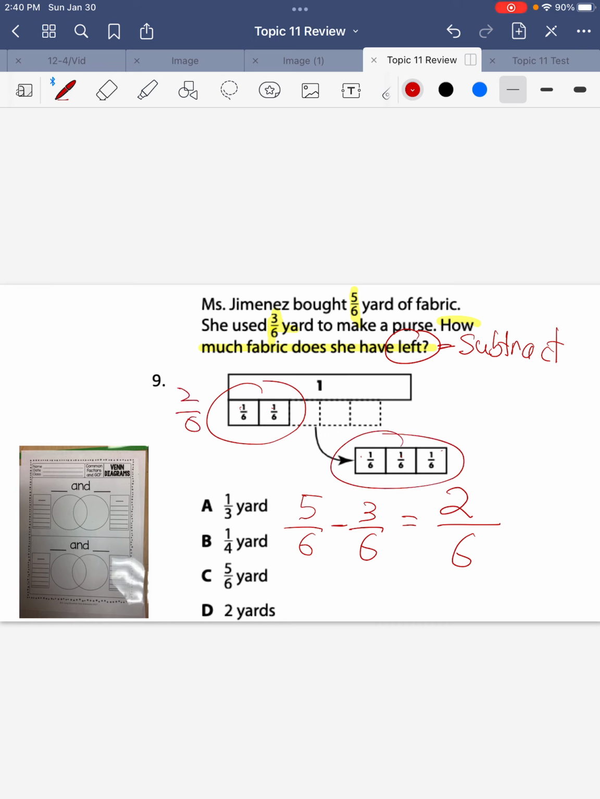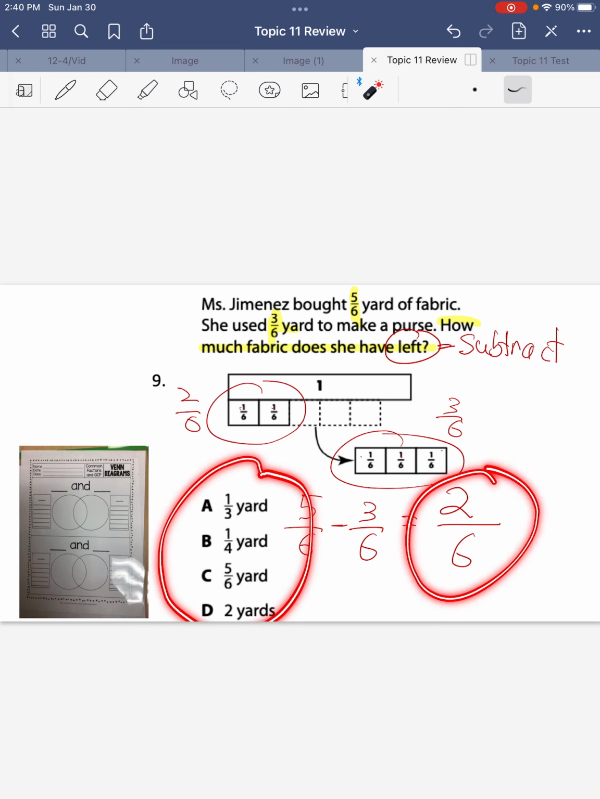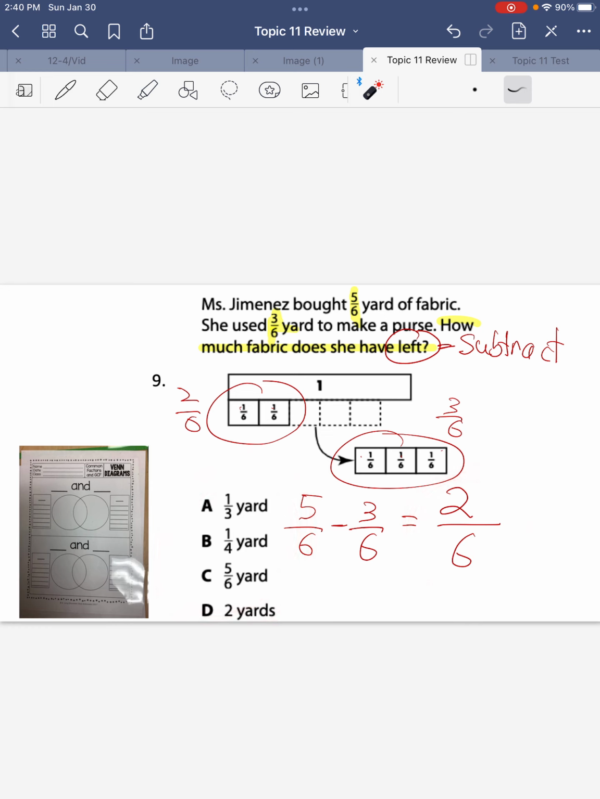Okay, and this is 3 over 6. And altogether, she had 5 over 6. Okay, I'm just labeling it. So now if I look at my answers, that's not there. This answer is not there. So that's telling me that I probably need to simplify this.